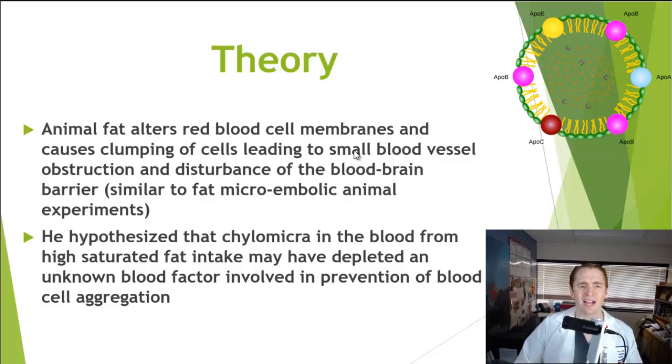He also thought that chylomicra, which are these structures which normally contain lipids within the bloodstream, could, in a high saturated fat diet, deplete an unknown blood factor involved in prevention of red blood cell aggregation.